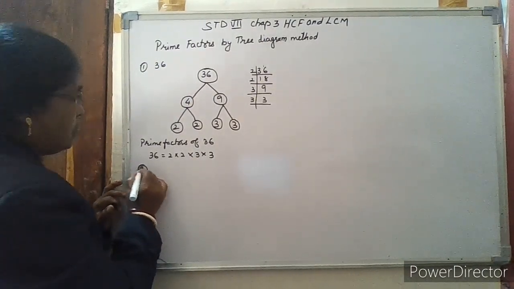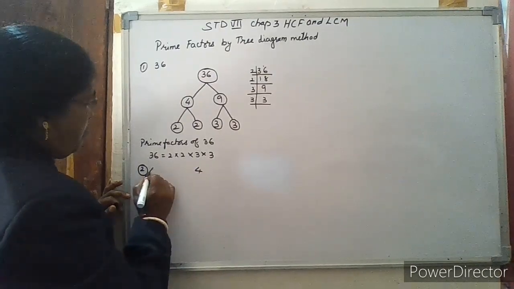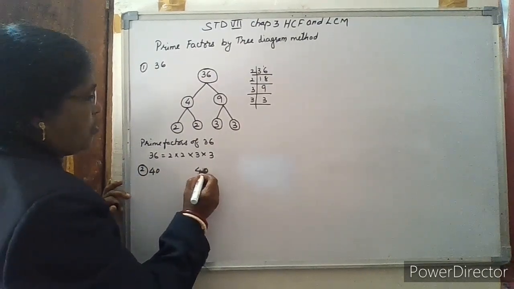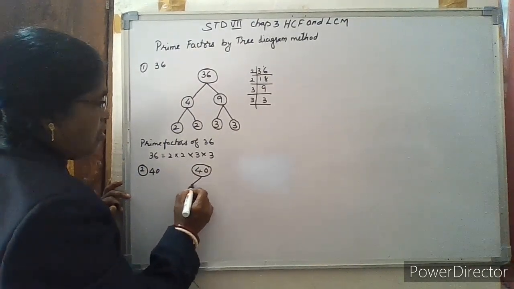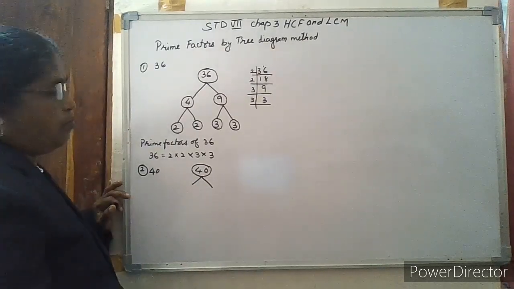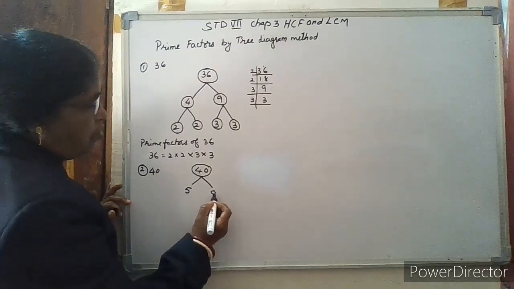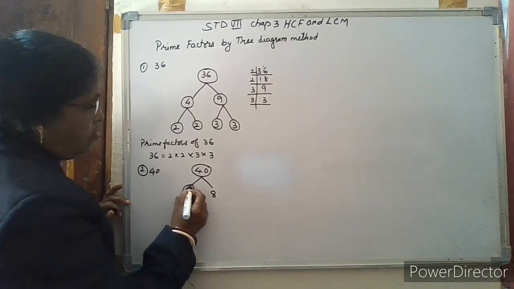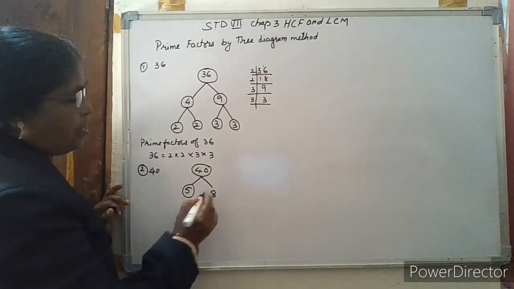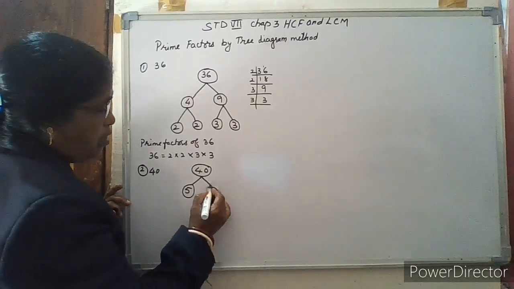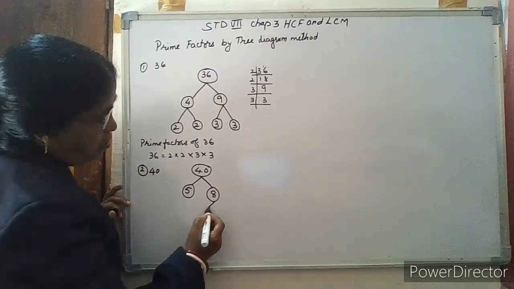Second example, take 40. Take 40, put it in a circle. 5 eights are 40. 5 is a prime number. We cannot factorize this, leave it. But 8 can be factorized.